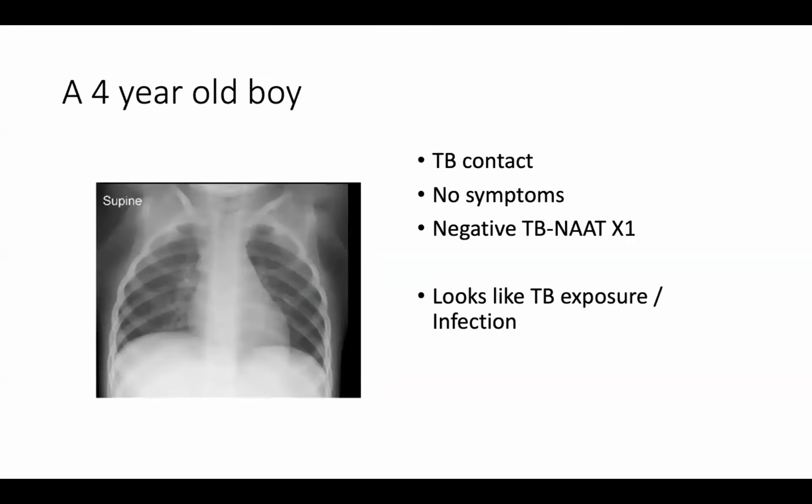So I'm going to go with a little case again. A 4-year-old boy who has a TB contact, he has no symptoms, and you manage to also do a respiratory specimen, and on the specimen you see it's negative, and you think the chest X-ray looks like exposure. What do you think is the most appropriate therapy for this patient?